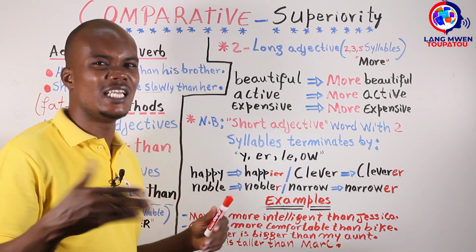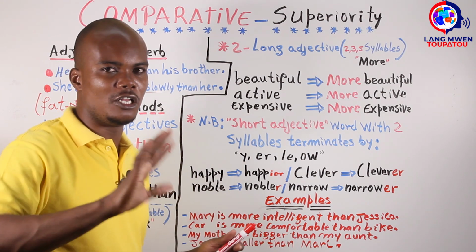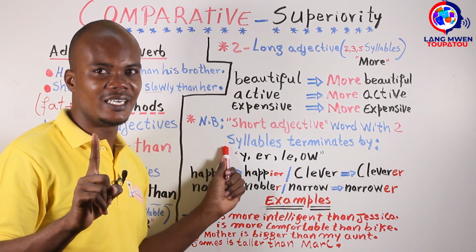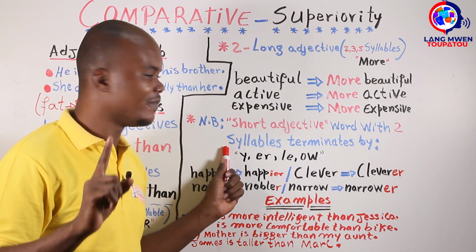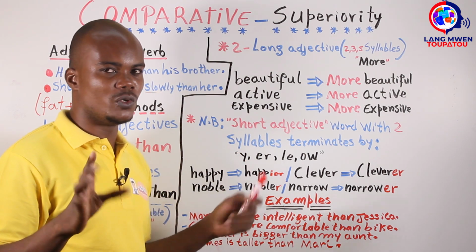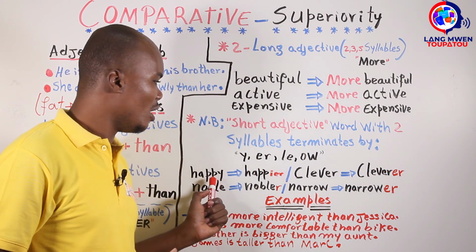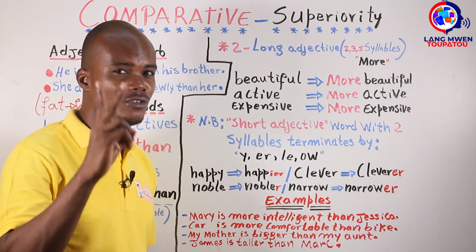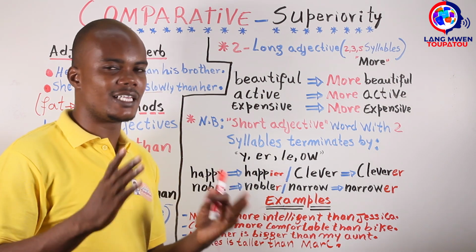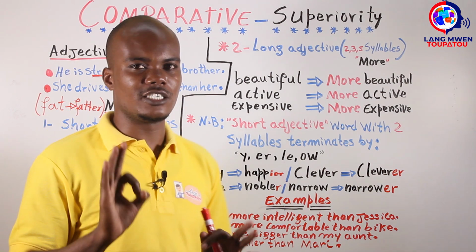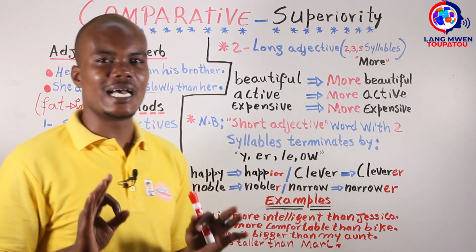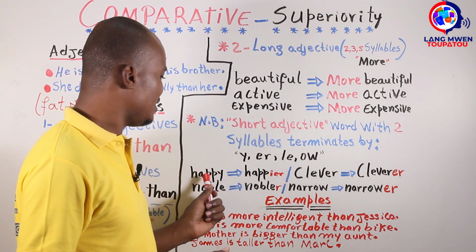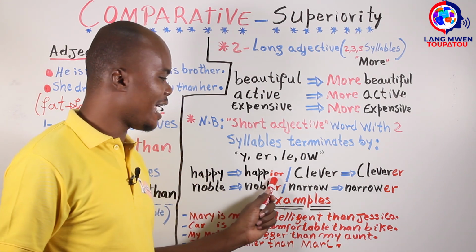Does it have three syllables and end in Y? No. It's two syllables, only two syllables. Not three syllables, not four syllables. Only two syllables when a word is terminated by Y, ER, LE, or OW. Now they can consider this word as a short adjective. For example, happy, you say happier.